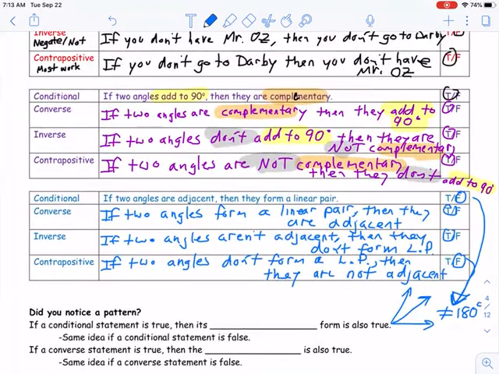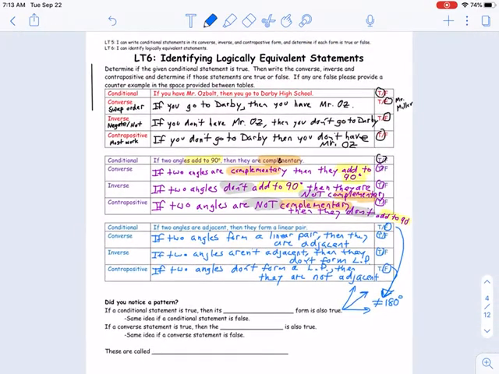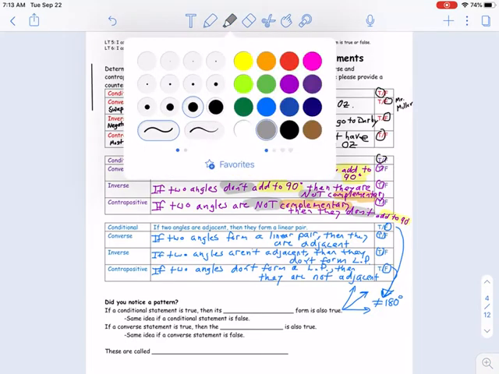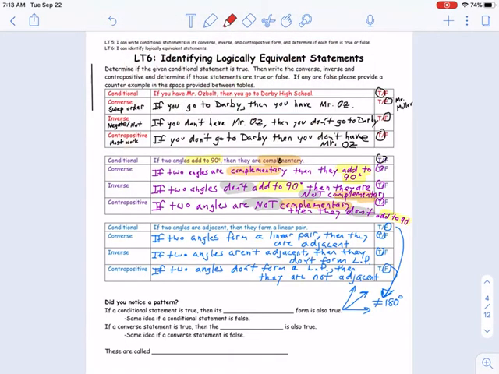So did we notice a pattern? Hopefully you did. This is the pattern right here. Are you guys ready for the pattern? Drum roll, please. All right. Whatever the conditional statement is, the contrapositive has the same truth value. True, true, true, true, or even false, false. All right, the conditional statement and the contrapositive always have the same truth value. They're logically equivalent. So that's very interesting.